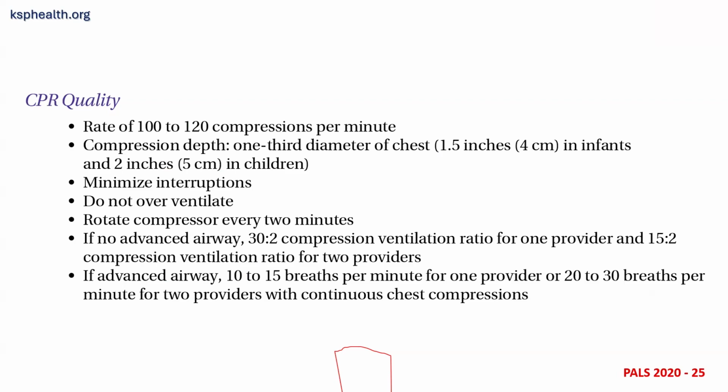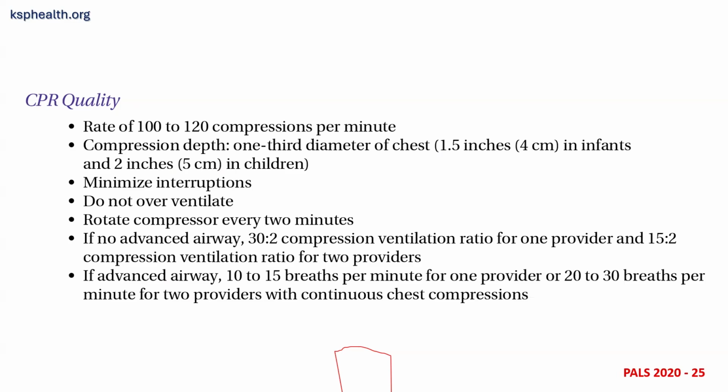give compressions at the rate of 100 to 120 compressions per minute. The compression depth should be one third of the diameter of the chest, which is 4 centimeters in infants and 5 centimeters in children. Minimize interruptions. Interruptions cannot exceed 10 seconds. Do not overventilate. Rotate compressors every 2 minutes. That means after every 5 cycles, you need to have a different chest compressor.